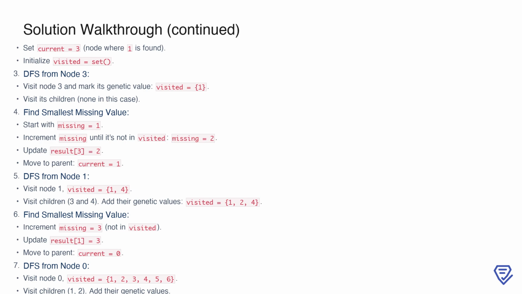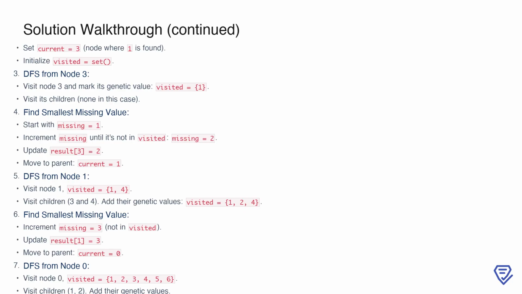Starting from node 3, which contains the genetic value 1, we initialize an empty set called visited to keep track of genetic values encountered during the traversal. Using depth-first search, we visit node 3 and add its genetic value to the visited set. Since node 3 has no children, we move to the next step of determining the smallest missing genetic value. We start with missing equal to 1 and increment it until we find a value not present in visited. Here, the smallest missing value is 2, so we update result[3] to 2.